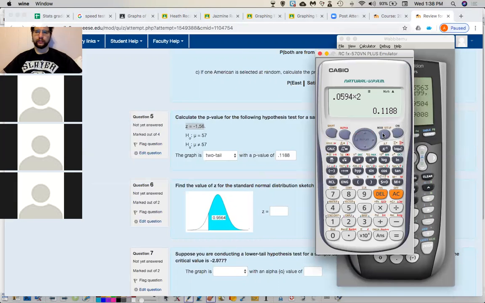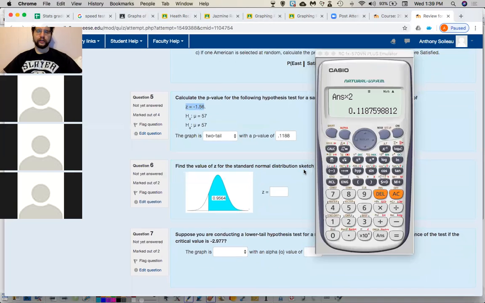Casio users, we're going to go mode down to get to our distributions. Number 2 for our normal CDF here, lower bound negative infinity. Negative 1 times 10 to the 99. That's a negative 1 followed by 99 zeros. So that's as close to infinity as this calculator will get us. Negative 1.56 for our upper. Leave those alone. And we get this value. We need to double it, so we have to go back to mode 1. Answers times 2, and we get 0.1188.